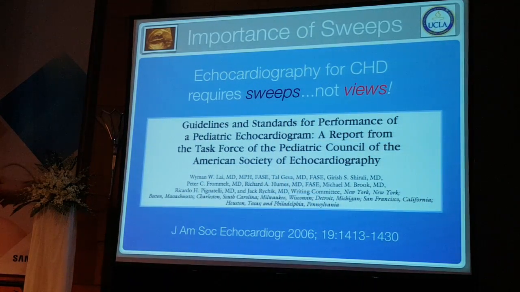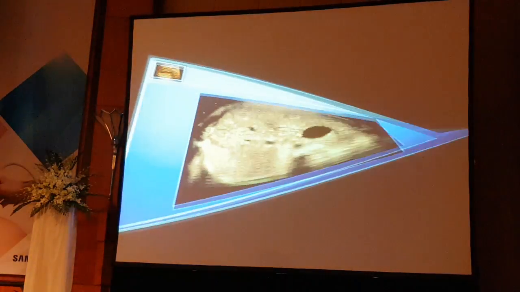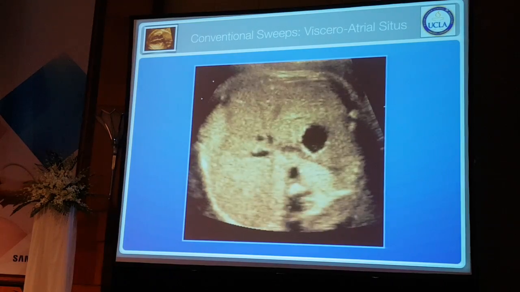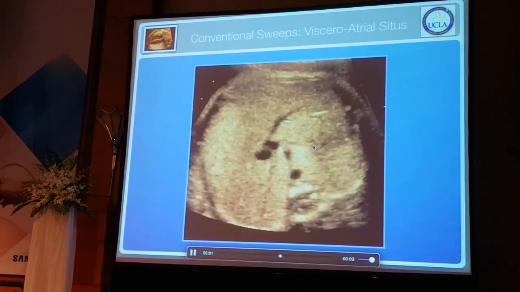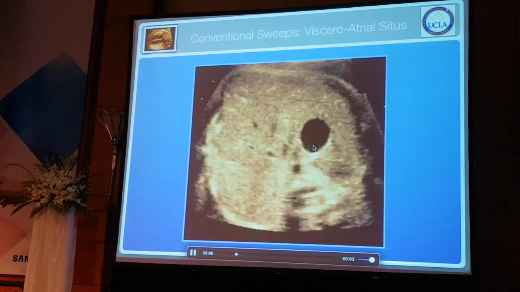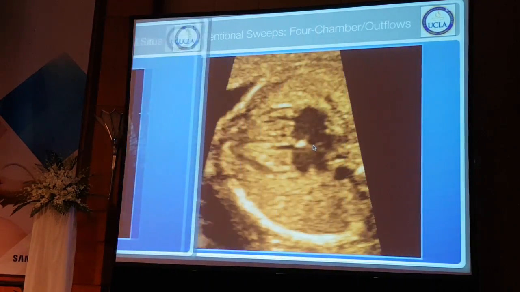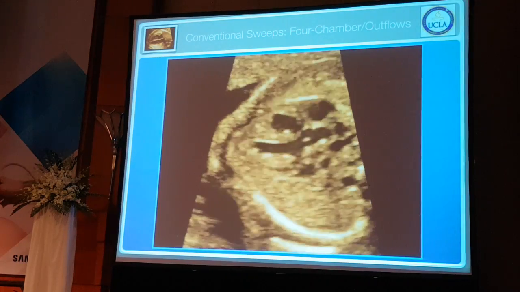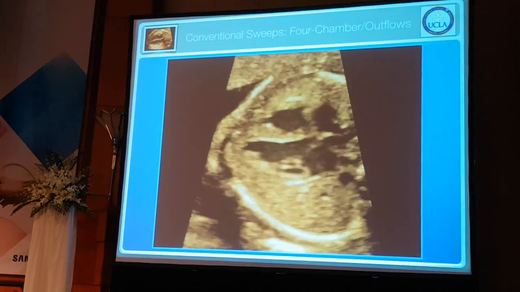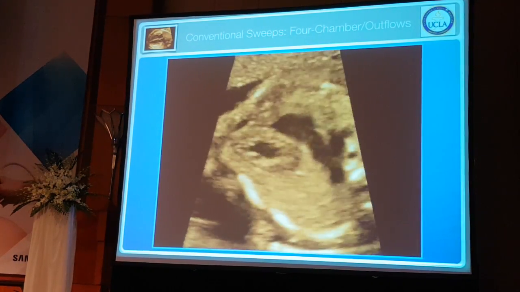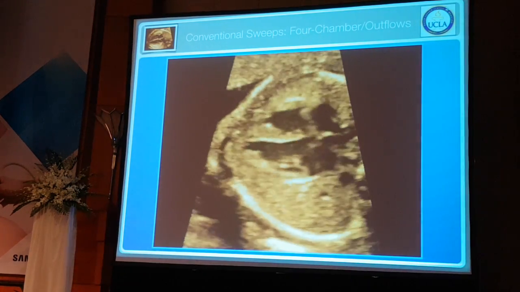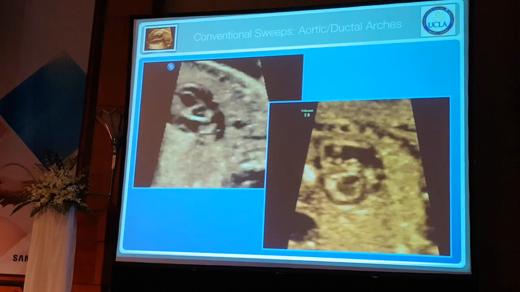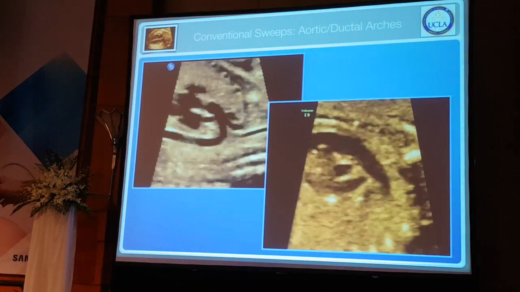So again, the importance of sweeps, as I mentioned, you could see the relationship of the stomach and the heart on the same side. When we look at the four-chamber view, it's very important to look at the outflow tract crossing. And this, again, you need a sweep to show this.